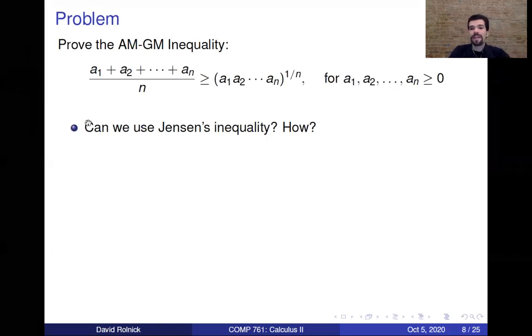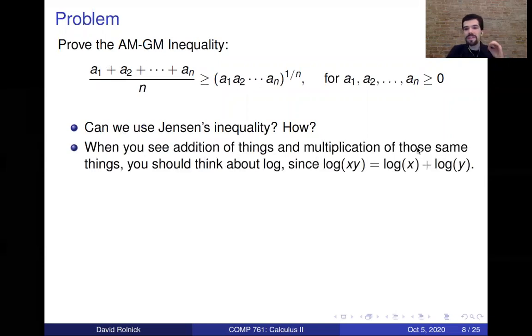Some of this looks a bit like Jensen's inequality. Yeah, so people are suggesting logs. When you see things added together, and also the same things multiplied together, this is a great situation to think about logarithms, because log of xy equals log of x plus log of y.